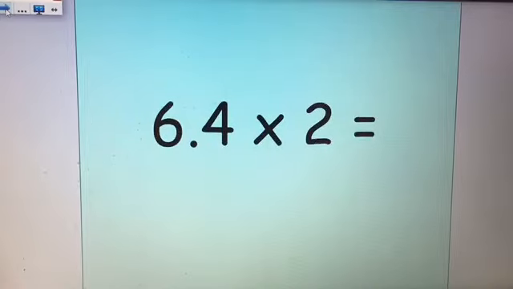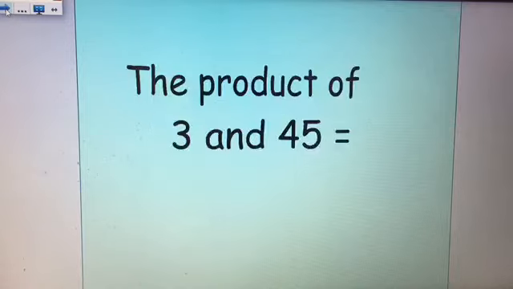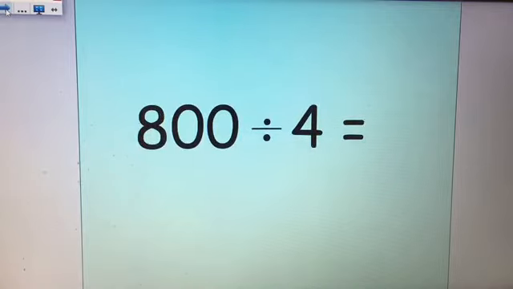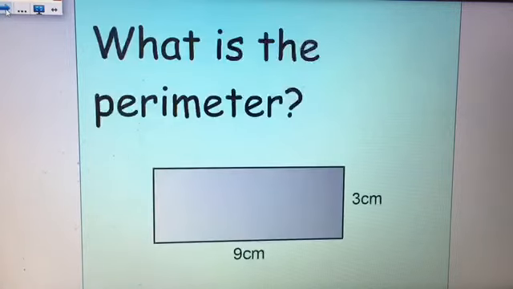6.4 times 2? 12.8. The product of 3 and 45? 135. 800 divided by 4? 200. What's the perimeter? 24 centimetres. A quick way to find the perimeter of a rectangle is double the sides and add them together. Double 9 is 18, double 3 is 6. Add it together, 24.